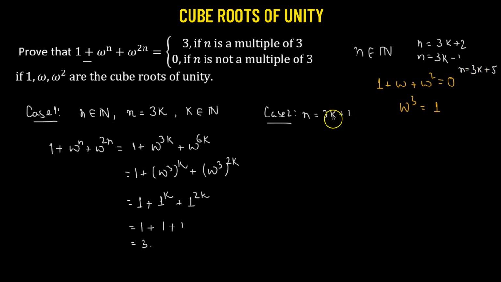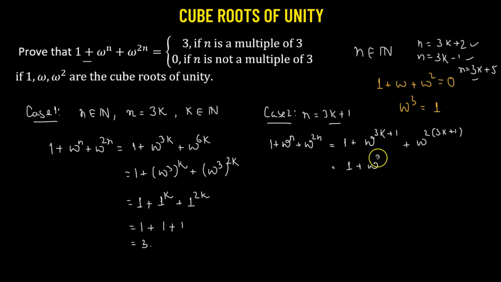But we'll only use this one particular case, and if you want, you can check those other cases as well, but it will be true nonetheless. Now, let's use this particular situation. So we have 1 plus omega raised to the power of n plus omega raised to the power of 2n. This will become 1 plus omega raised to the power of 3k plus 1, plus omega raised to the power of 2 times 3k plus 1.